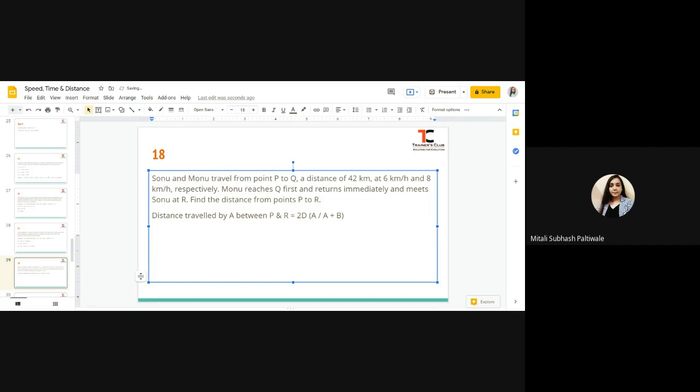And distance traveled by B. Okay, just copy this formula down and paste it down again. Why did I do that? Because here it will be B. Now look at this. This is the distance traveled by Sonu and this is the distance traveled by Monu. So how much would it be?